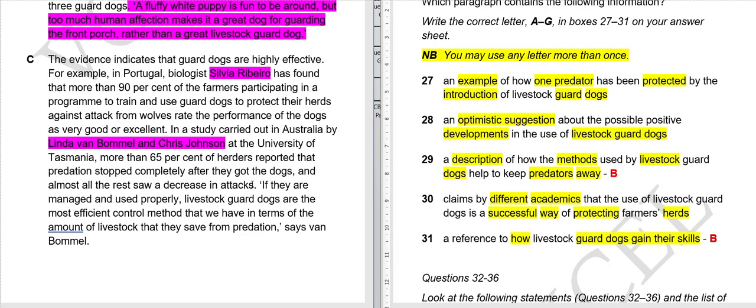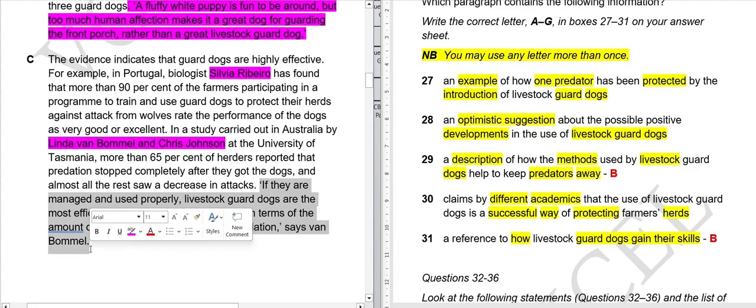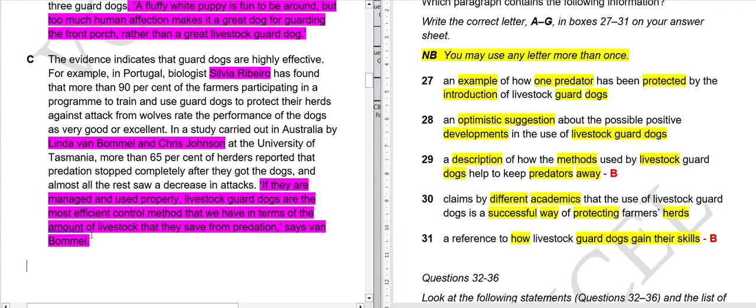If they are managed and used properly, livestock guard dogs are the most efficient control method that we have in terms of amount of livestock that they save from predation, says Van Bommel. So here this particular person is saying something. Okay, now we will read this question and see if anything comes up.